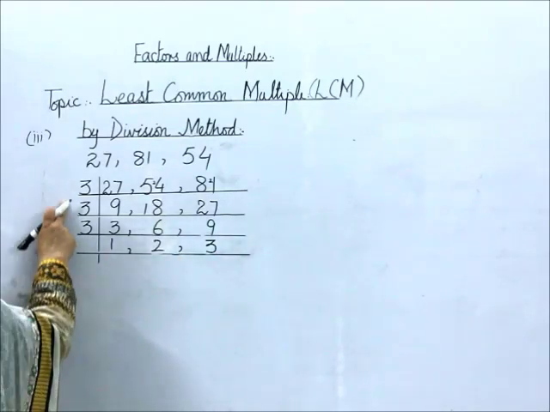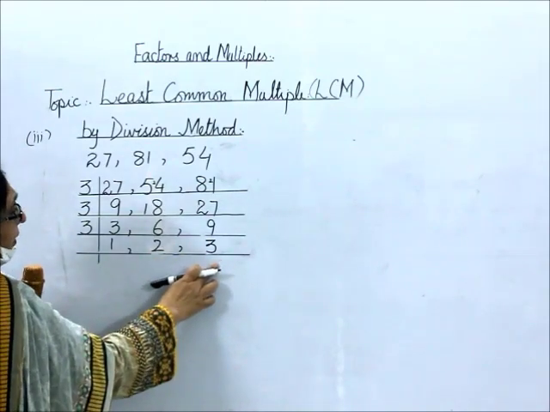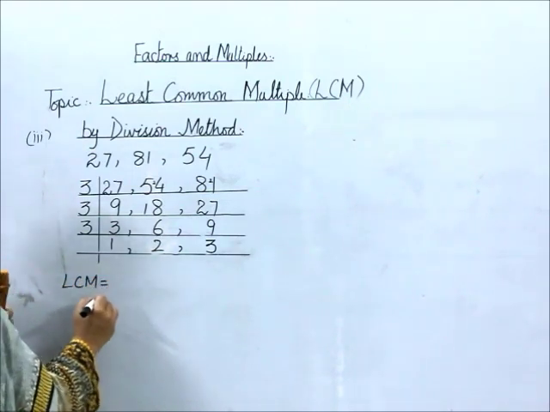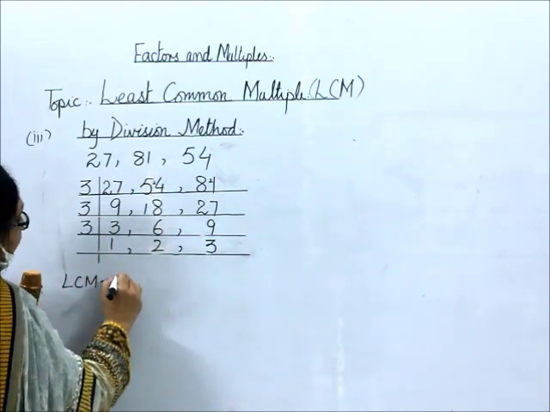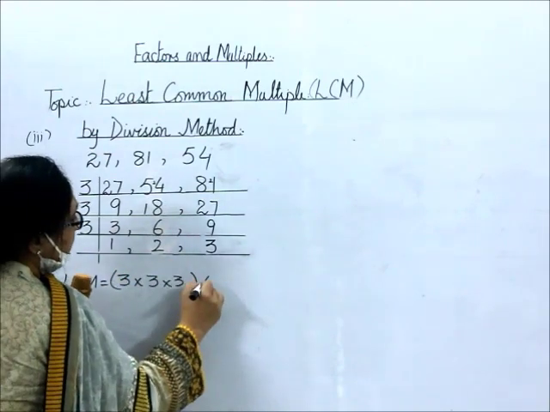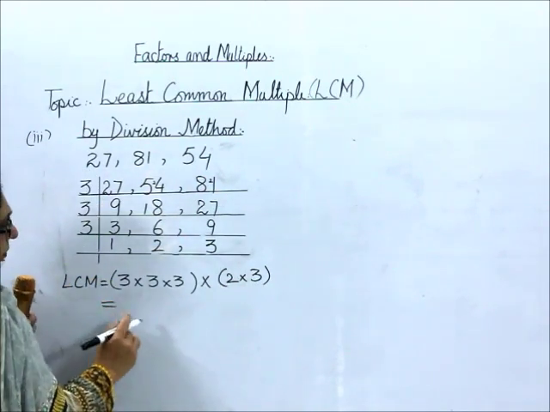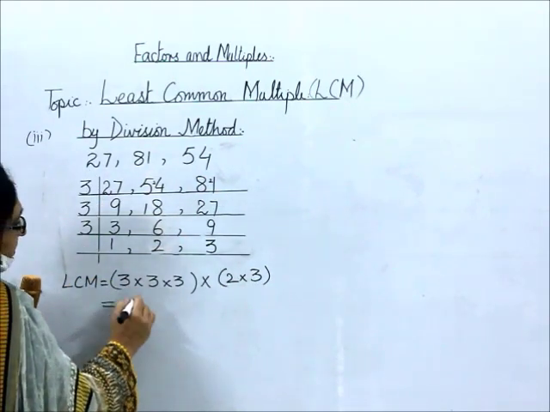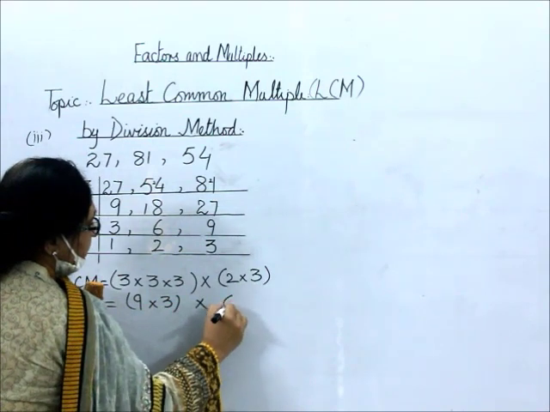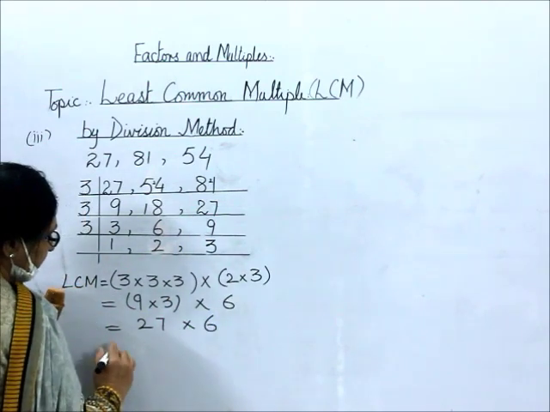Now students, you can see these are the common factors of 27, 81 and 54, and these are the remaining factors. LCM is the product of the common and all the remaining or uncommon factors. So I am writing the common factors first: 3 into 3 into 3, multiplied by the remaining factors, that is 2 multiplied by 3. Now I am going to multiply these factors one by one. 3 3s are 9, and 9 multiplied by 3, multiplied by 2 3s are 6. 9 3s are 27, multiplied by 6.